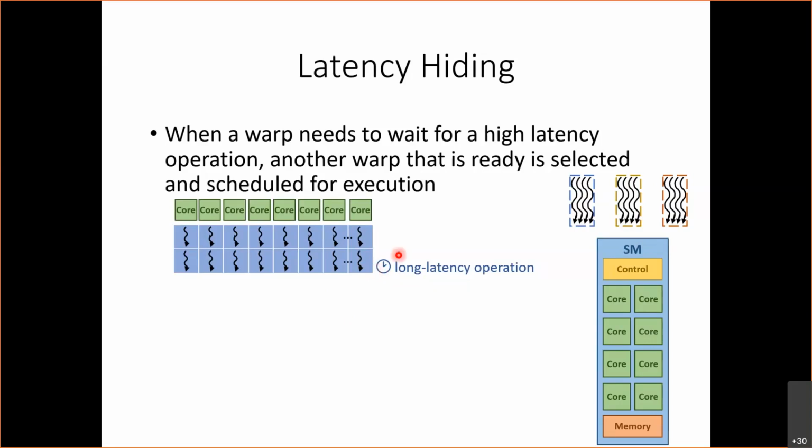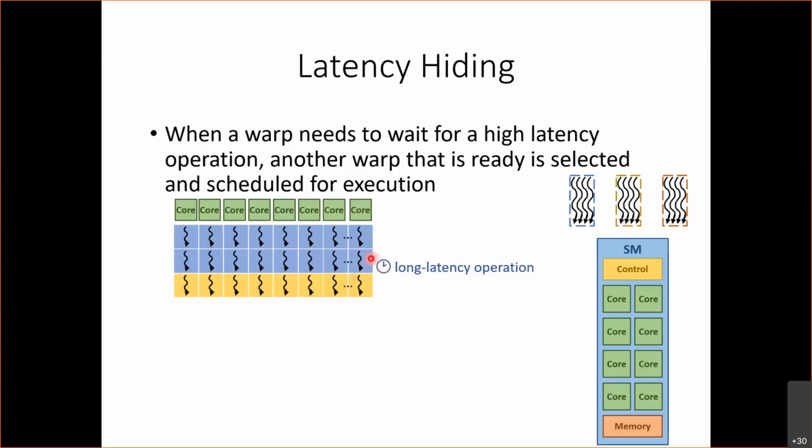So in this case, when my warp encounters a long latency operation, like a complex arithmetic operation or a memory access, I don't want it to sit there and wait inside of my pipeline until this operation finishes. So once this warp reaches a point where it doesn't have a next instruction to execute, I'm going to remove it from the cores, bring in some other warp that's ready to execute, and execute that warp.